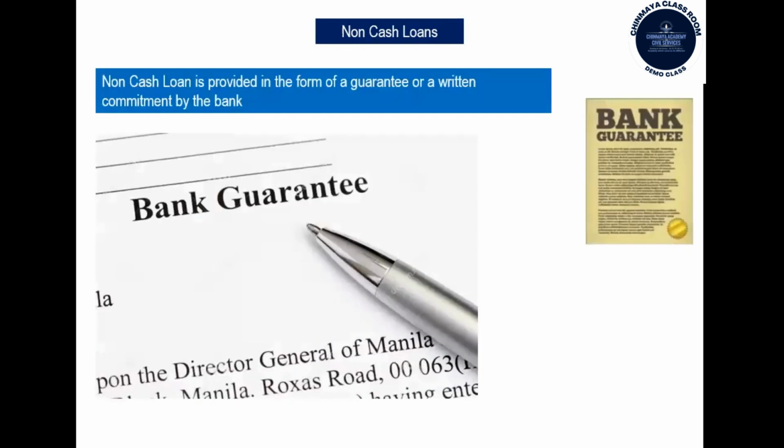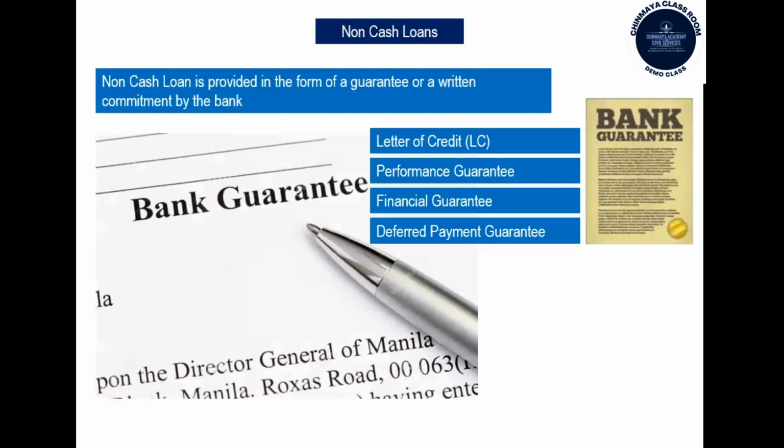The guarantees come in 4 formats: letter of credit, performance guarantee, financial guarantee, and deferred payment guarantee. Here, the content is not important, but the concept is something which you can easily understand. First, I will explain you performance guarantee. Imagine I am a paper cup maker. I am buying another machine, which is a paper cup making machine.